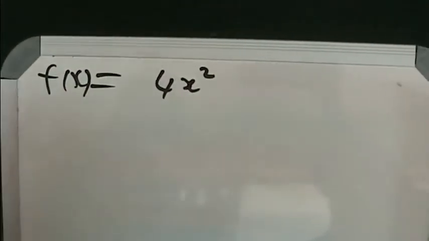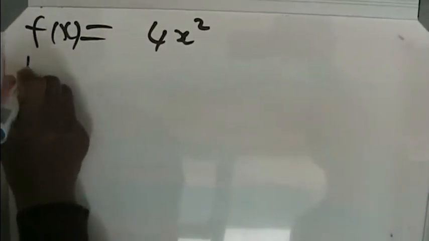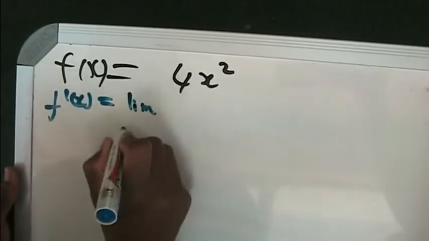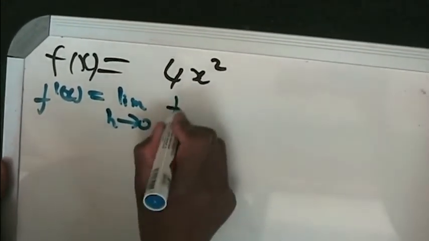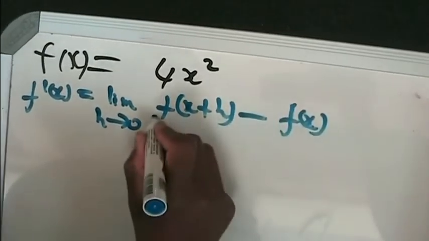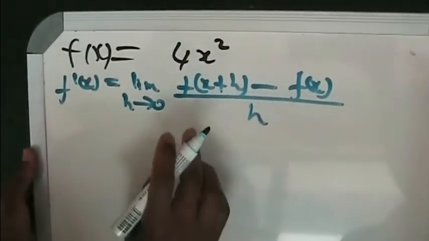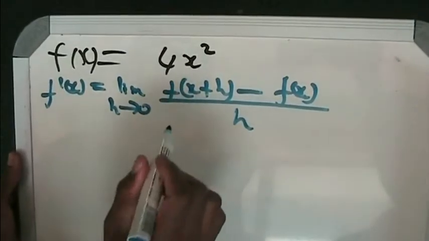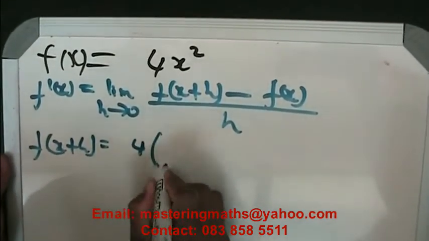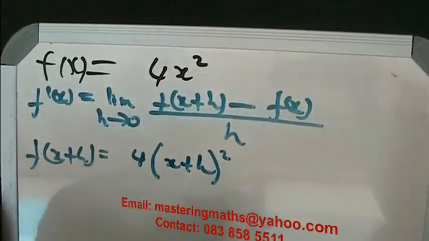f prime of x is equal to 4. f of x is equal to 4x squared. We'll use first principles to find f prime of x. f prime of x is equal to the limit as h tends to 0 of f of x plus h minus f of x over h. Then we have f of x, so we substitute where there's x, we put x plus h. Therefore f of x plus h is equal to 4 into x plus h all squared.